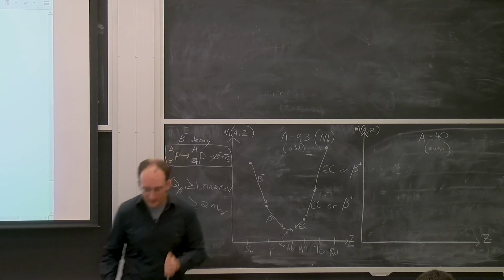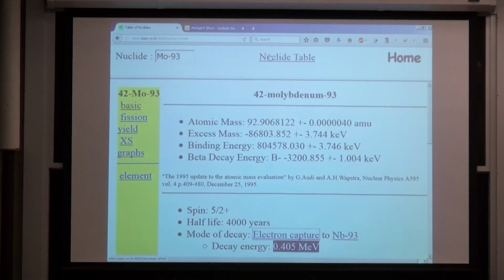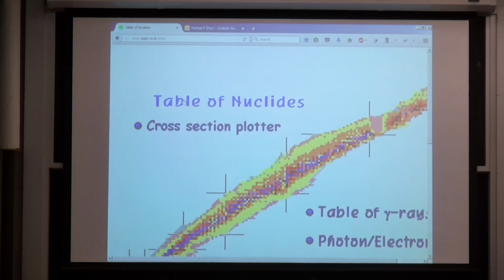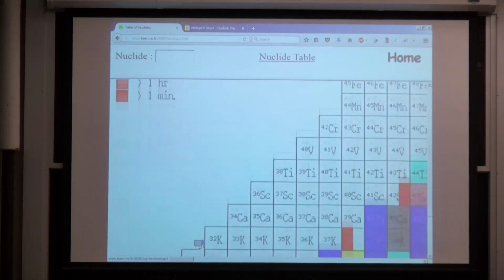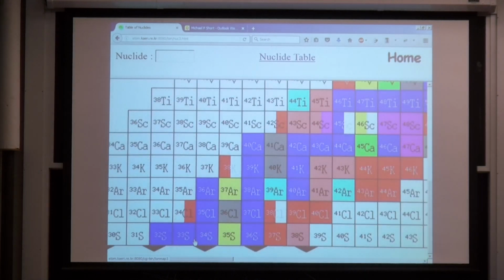Cool. OK. Let's move on to the even case. So for here, I'm going to go back to the overall picture of the table of nuclides. Click on around where I think potassium-40 is. Looks like I got there. And I want to point out one of these features.